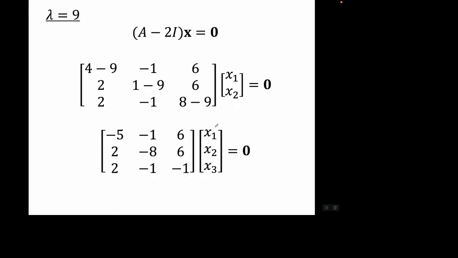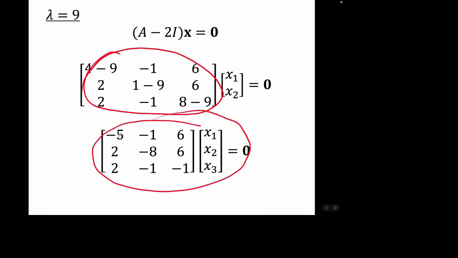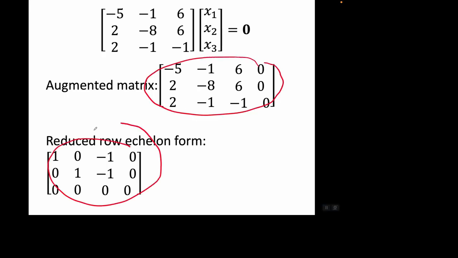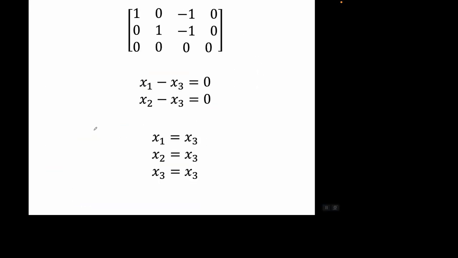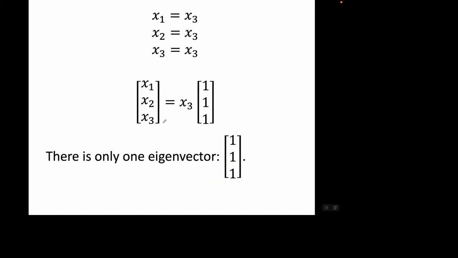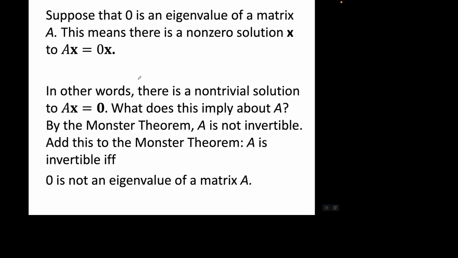How about lambda equals 9? Plug in lambda equals 9, and we end up with this. Here's the augmented matrix. Get it in reduced echelon form. That's what we end up with. So it looks like we have x1 minus x3 equals 0 and x2 minus x3 equals 0. In other words, x1 equals x3, x2 equals x3, x3 equals x3. That can be simplified to (x1, x2, x3) equals x3 times (1, 1, 1). There's only one eigenvector, (1, 1, 1).